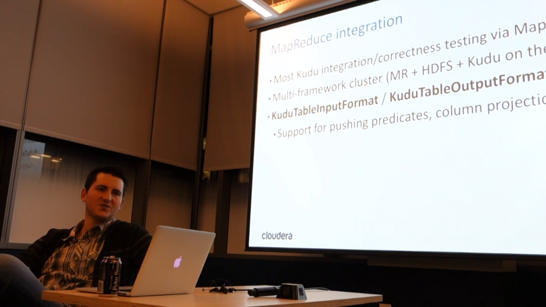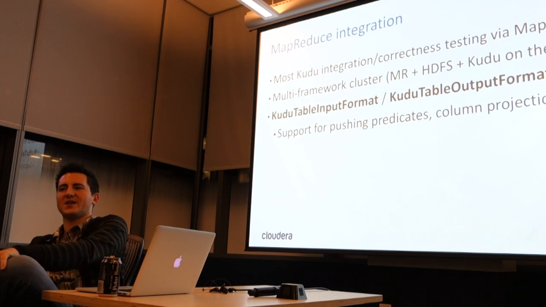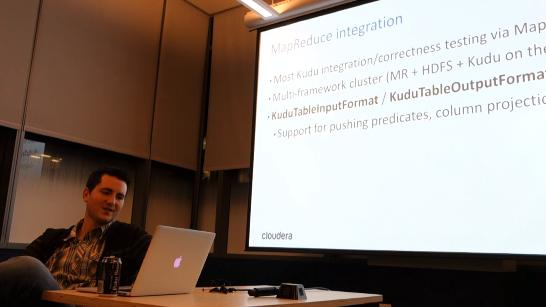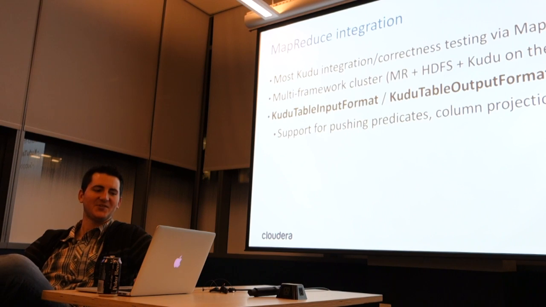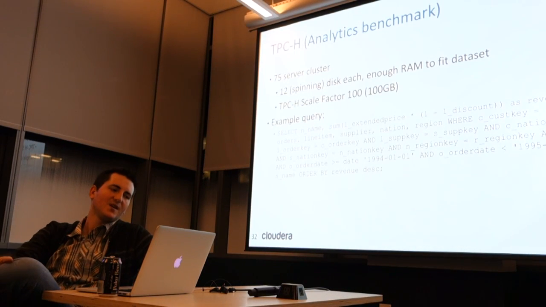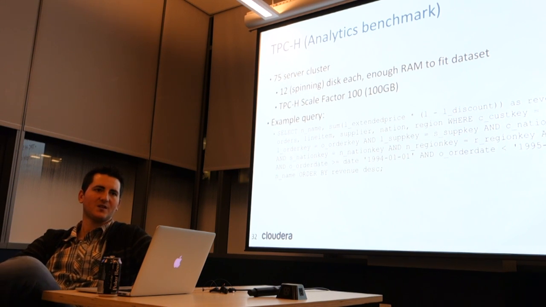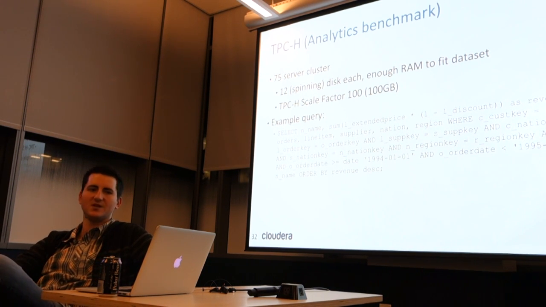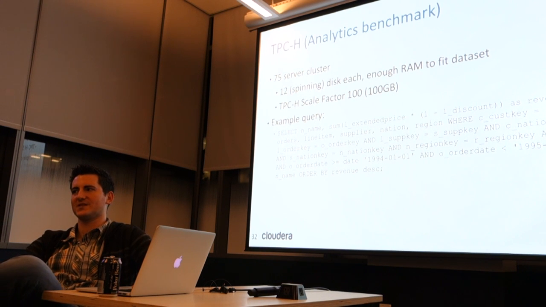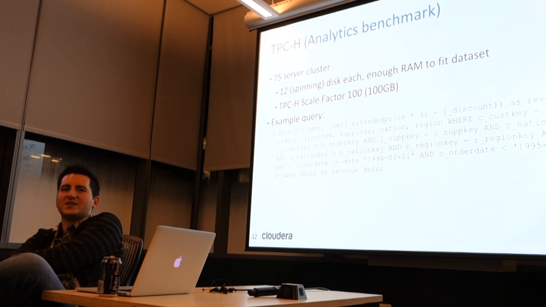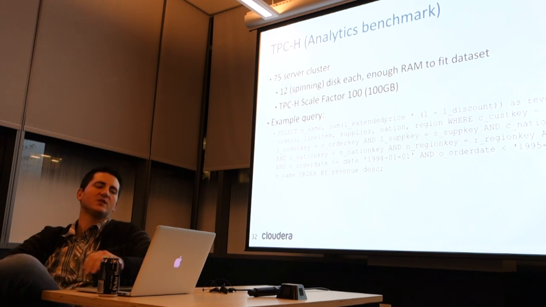We also have MapReduce integration, so the very basic stuff like an input and an output format. A few jobs like count all the rows in a given table. Very, very plain MapReduce. Performance: when we released Kudu 2 months ago, we did a TPC-H benchmark. We used 75 servers with 12 spinning disks each, and we ran a scale factor of 100 gigs. 100 gigs, 75 machines. The data set fits in memory.